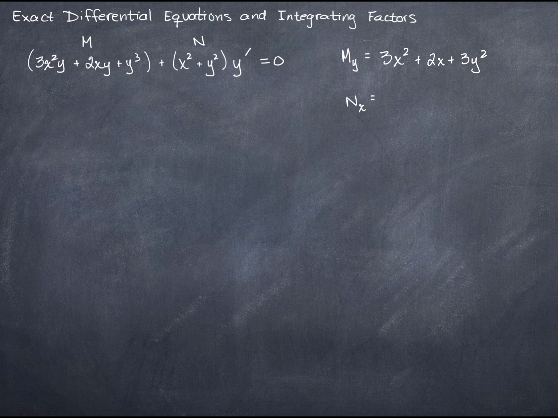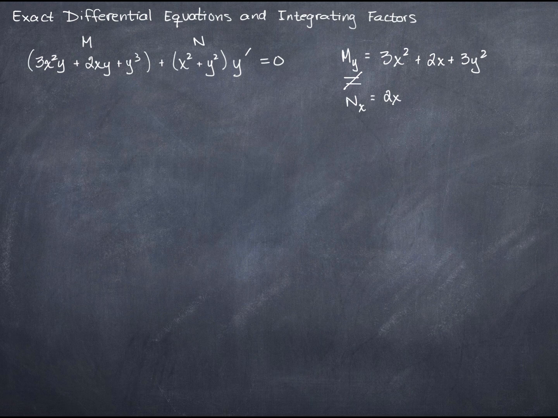And then for N, I'm going to take the derivative with respect to x. The derivative with respect to x of x squared is 2x. And with respect to x, the derivative of y squared is 0. So I have my partial derivative of M with respect to y, and my partial derivative of N with respect to x, and they are not the same. These two things are not equal. So this is not in exact form. It's not an exact differential equation.